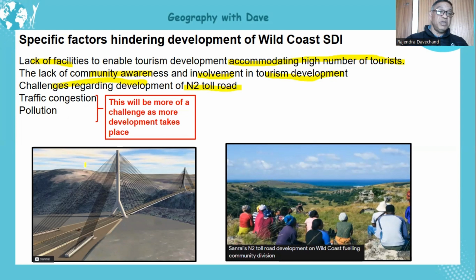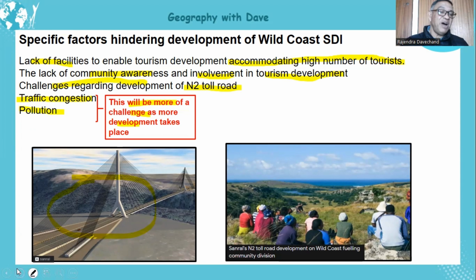But you can see the toll road here has been planned. It's going to have bridges cutting across, creating valuable accessibility to the area. Obviously, as I said, there'll be more of this challenge as more development takes place, things like traffic congestion and pollution again. And as I said earlier on, if you're polluting and overdoing it, there are fines, and some companies are reluctant to pay those fines, etc. So those could be hindering factors.